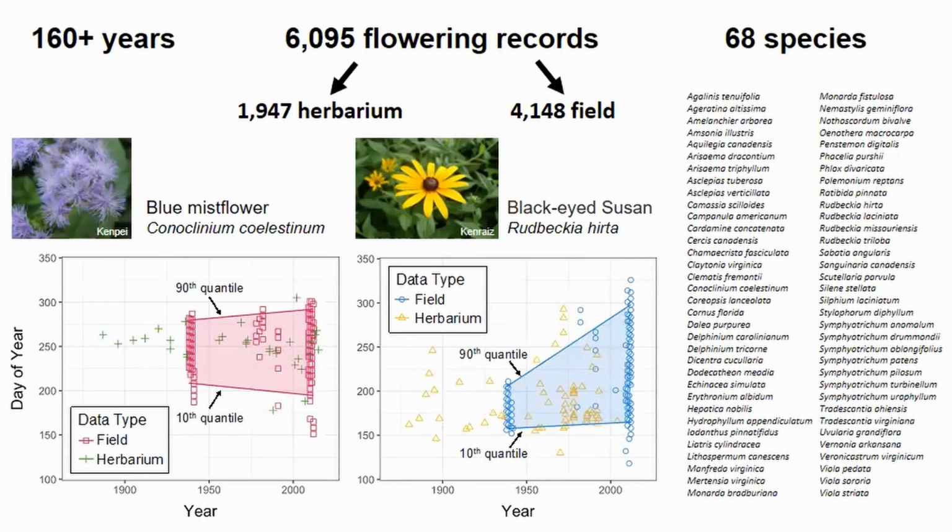There are 68 species total, with data spanning more than 160 years and over 6,000 flowering records. Around 4,000 of those are derived from the field and just under 2,000 from the herbarium. For example, we see those results for Conoclinium celestinum on the left here and Rudbeckia hirta in the middle here. And again, those analyses were performed for each of the 68 species in this data set.